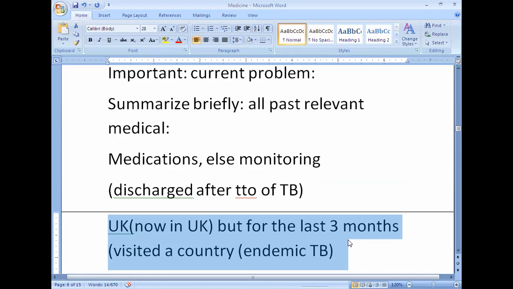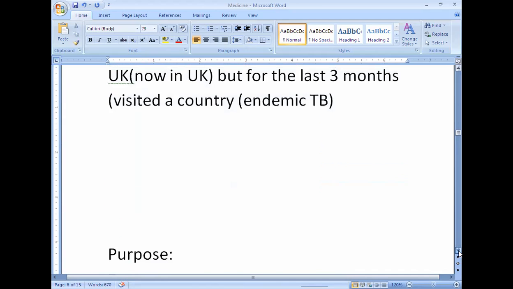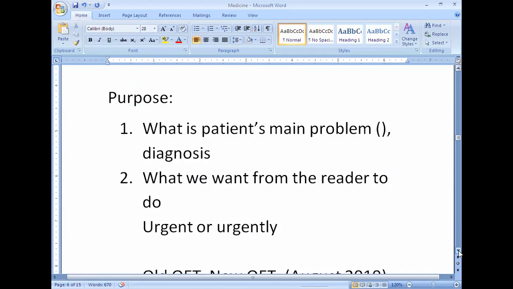In a discharge letter, it's not important. This is how our letters change when it is a discharge letter or a referral letter, according to the situation. Now, how to write the purpose.